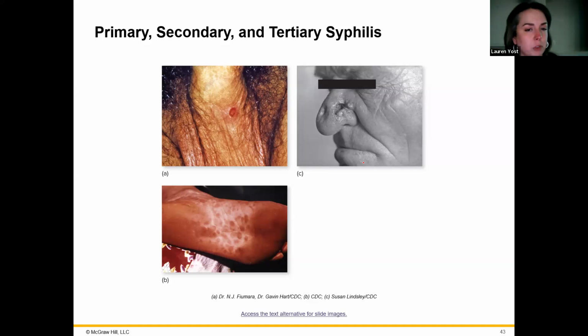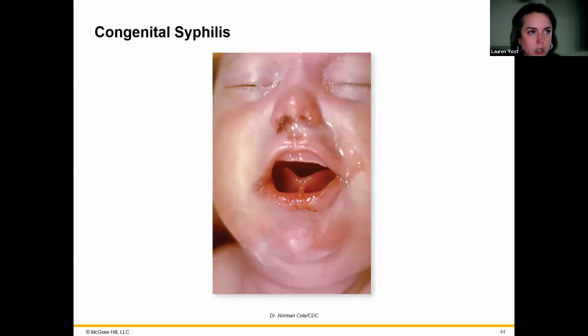We have that chancre in image A. In image B on the bottom, we have that foot that has that very characteristic rash that I'm talking about. It looks like your skin is stained with it. And then in C, we have the bacteria eating away into the actual tissue structure of the face. We can even have enlargement of cartilaginous structures, like the nose can become bulbous but then also be eaten away at the same time. It's very common to see that sort of disfigurement with syphilis as it progresses.